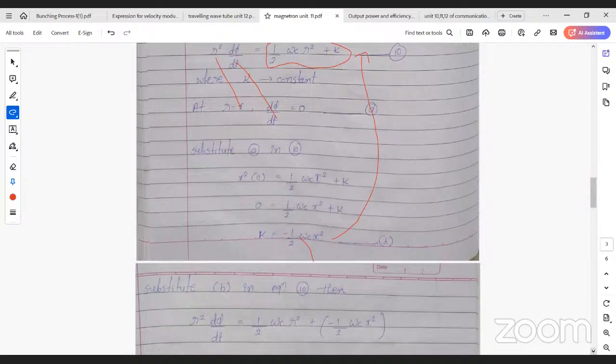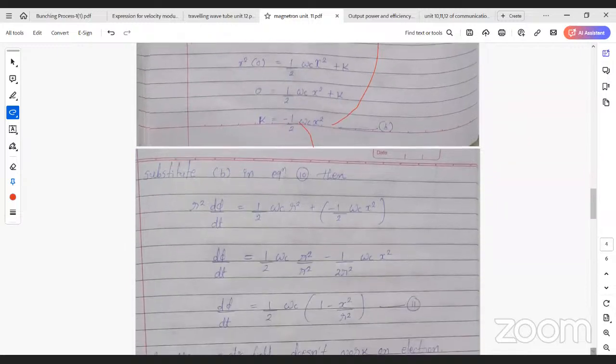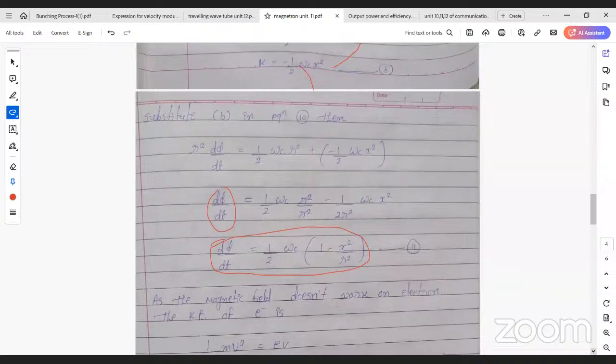After substitution, this r square is moved to the right hand side, keeping only the d phi by dt term. D phi by dt equals 1 by 2 omega c minus, and after making this, we get this equation. We got d phi by dt. Now what am I doing? In place of r, I am keeping y. Two radii.